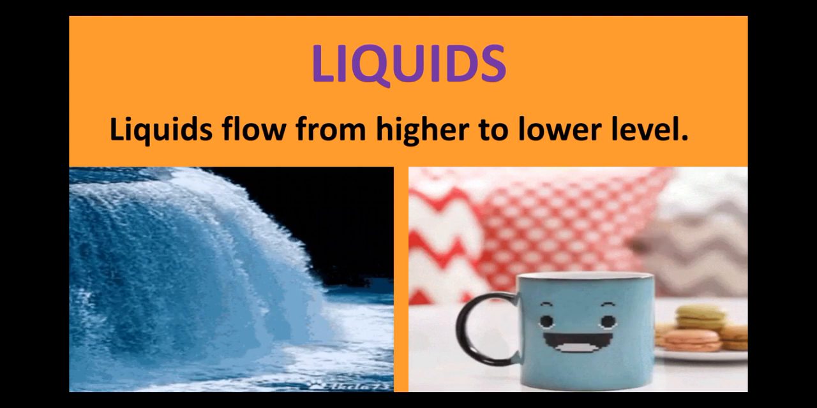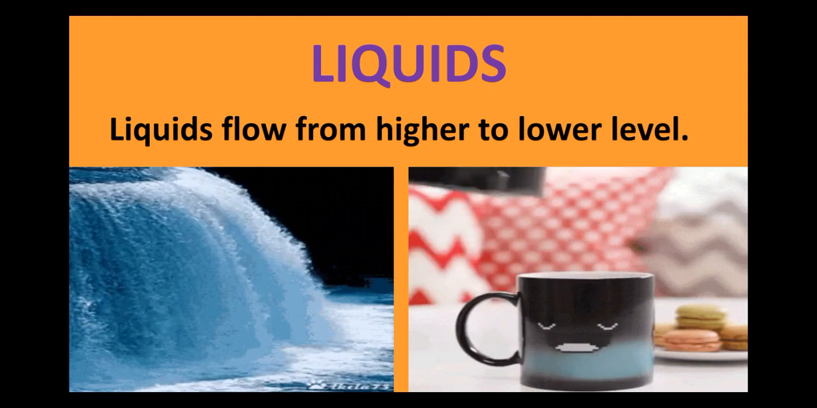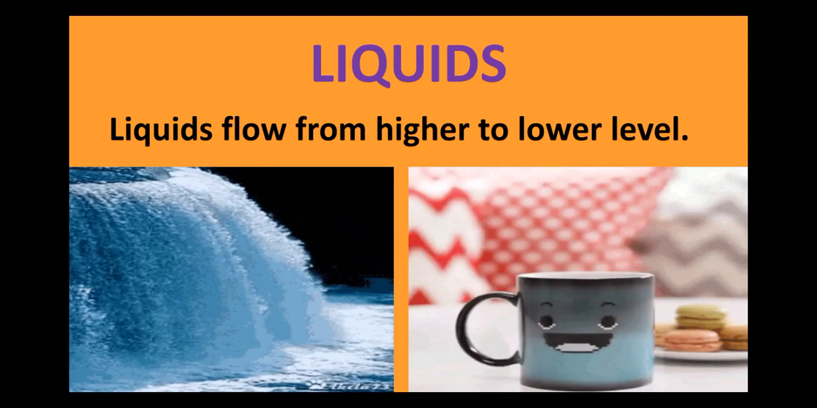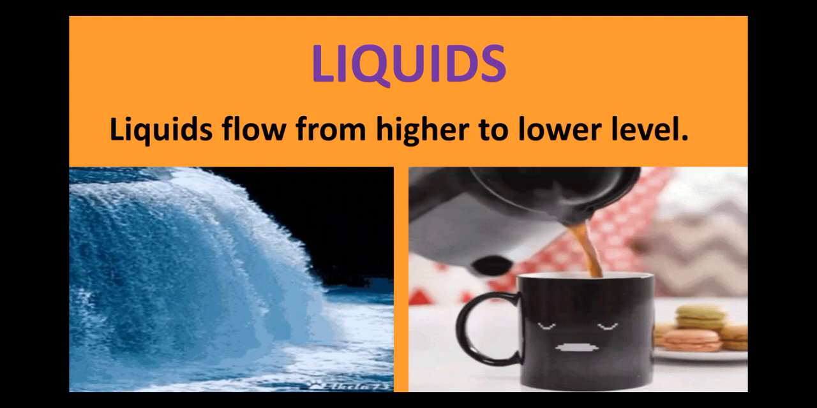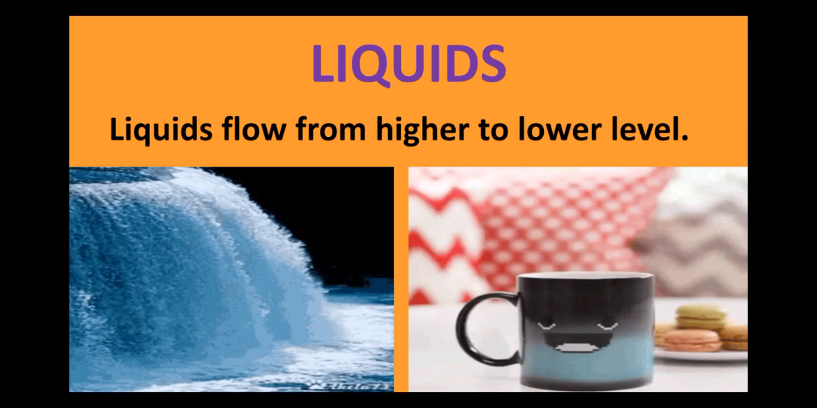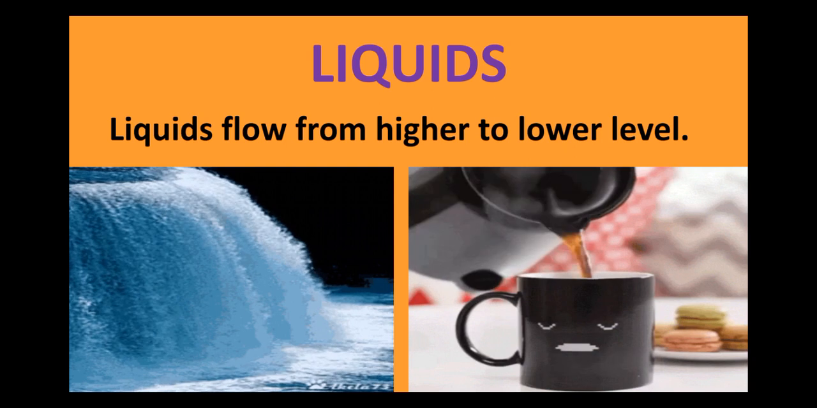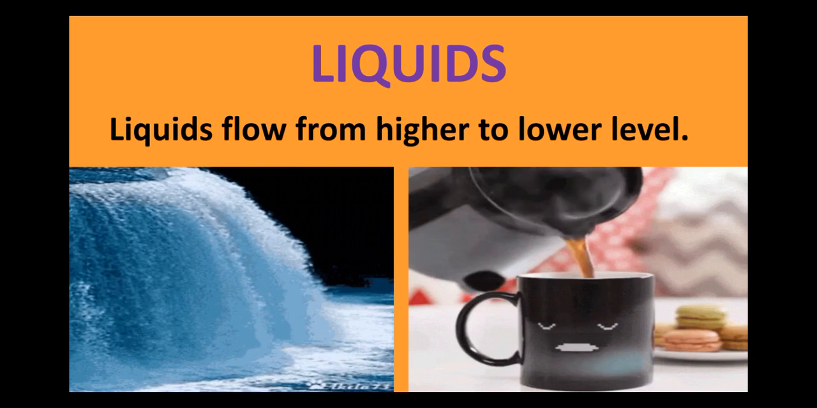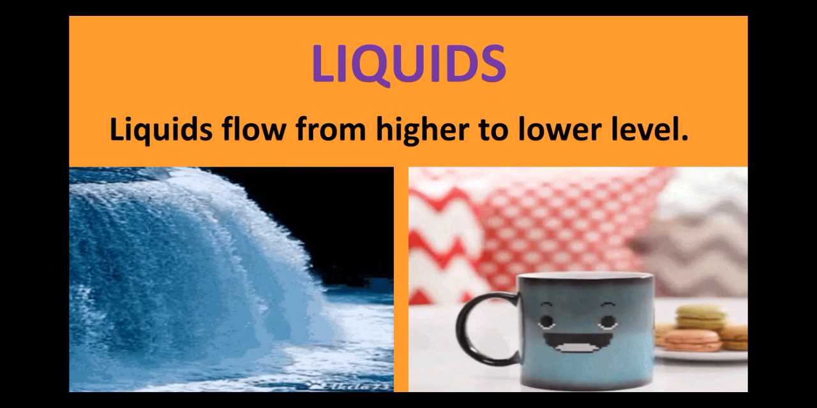While you're pouring tea or coffee in your mug, the mug is kept at a lower level. However, the teapot is kept at a higher level. Isn't it? So, what do we understand? That liquids flow from a higher to lower level. That is certainly one of the reasons why the water tanks are placed on top of the roof, because the water flows from higher to the lower level.